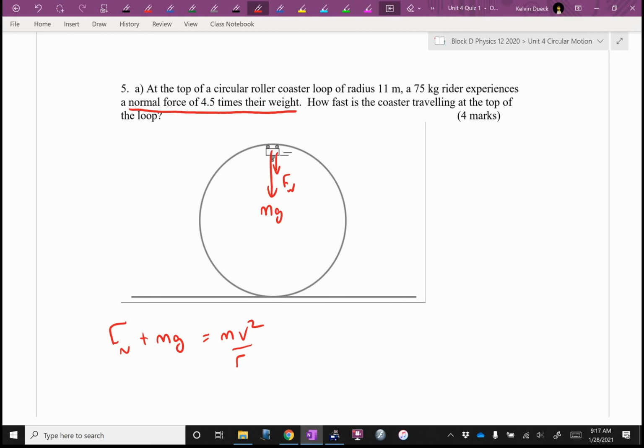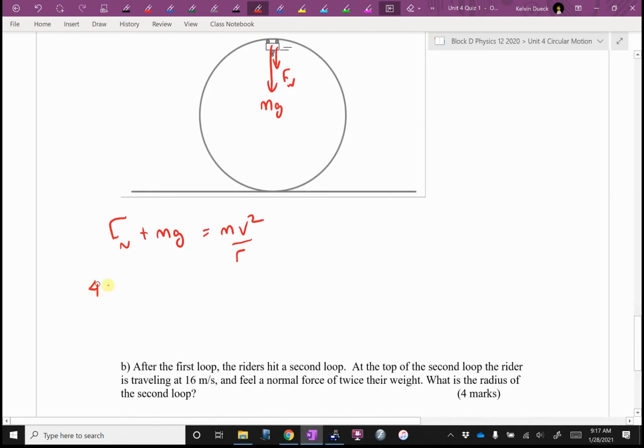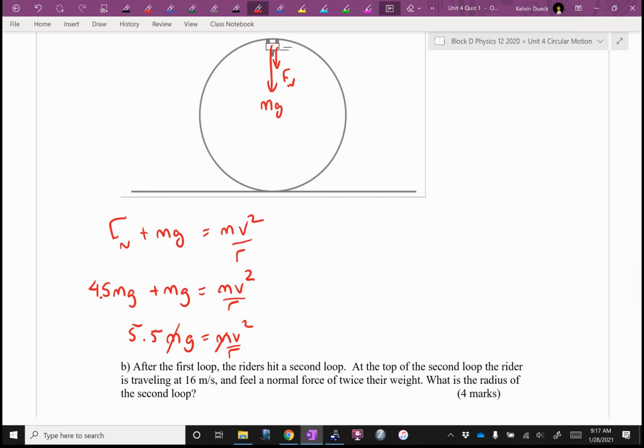Weight is the force of gravity. mg, the obvious one, that's weight. So 4.5, okay. It's going to be 4.5 mg plus mg equals mv squared over r. What is 4.5 mg's plus 1 mg's? 5.5 mg's equals mv squared over r. Here the m's do cancel. So everybody would feel 5.5 times their weight, or 4.5 times their weight, because all of you are used to feeling 1 mg, so you'd be feeling an extra 4.5.